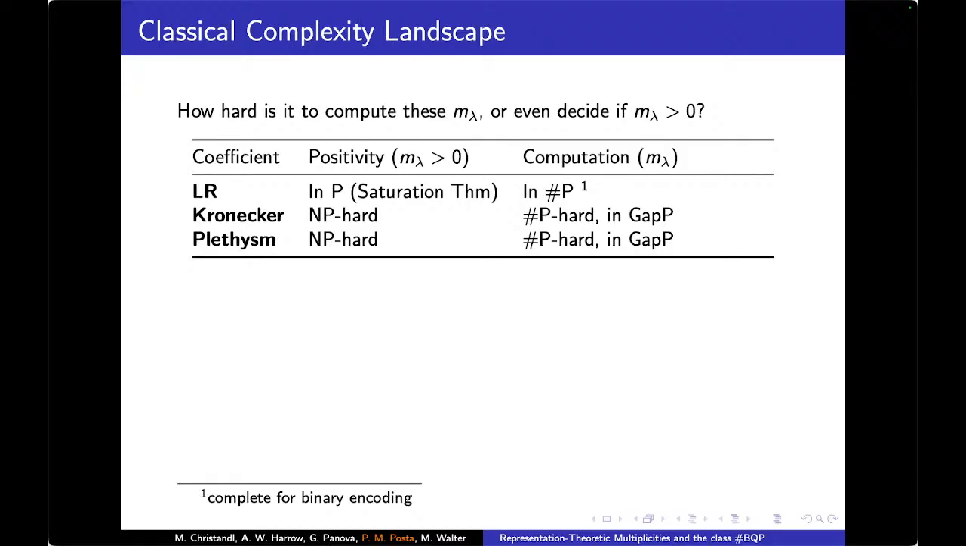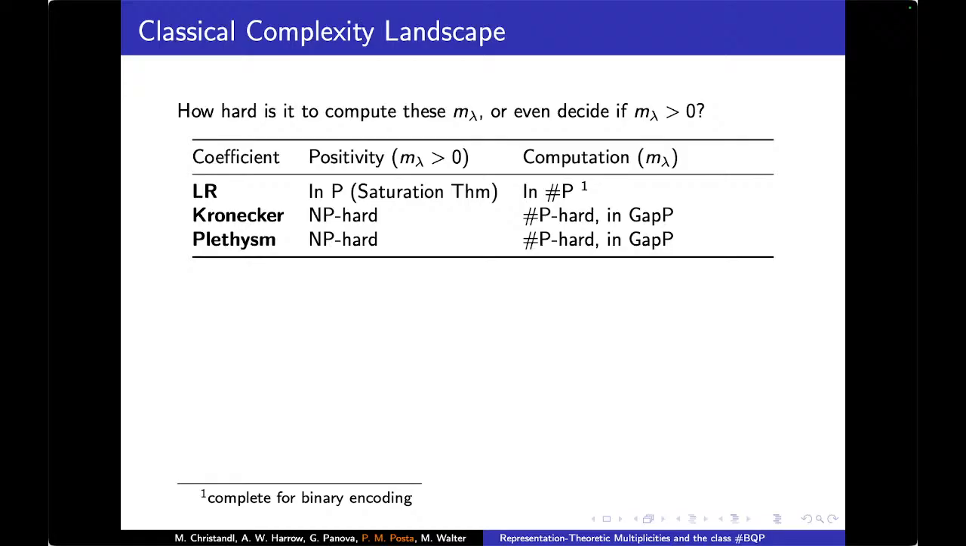And you may see that there is a big divide, because for the positivity problem for the Littlewood-Richardson coefficients, this is in P. This is due to the saturation theorem, and this is non-trivial, but they managed to put it in P. And their computation lies in sharp P, and in fact is sharp P complete for binary encoding of partitions, but it's not known whether it's sharp P hard for unary encoding. But it is in sharp P, so it admits a positive combinatorial interpretation in the sense that Igor Pak told us on Tuesday.